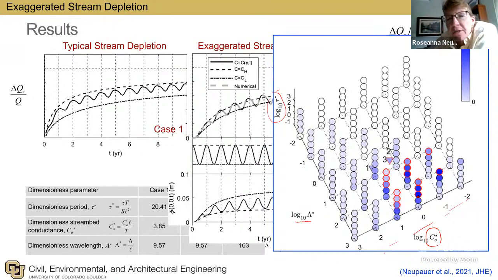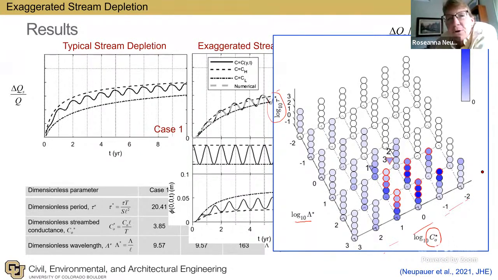And the dark shades here are where you have exaggerated stream depletion. As the shades of blue get lighter, you have less exaggerated stream depletion. And the ones that are outlined in red are where you have excessive stream depletion. So stream depletion greater than the pumping rate at some time, not at all times.